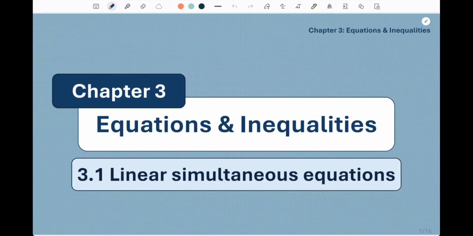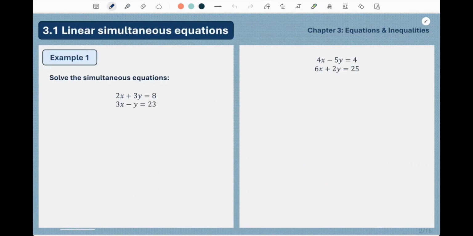Hi everyone, today we're going to learn how to solve linear simultaneous equations. We've got a couple of examples today, so let's start with example 1. Solve the simultaneous equations: 2x plus 3y equals 8, and 3x minus y equals 23.